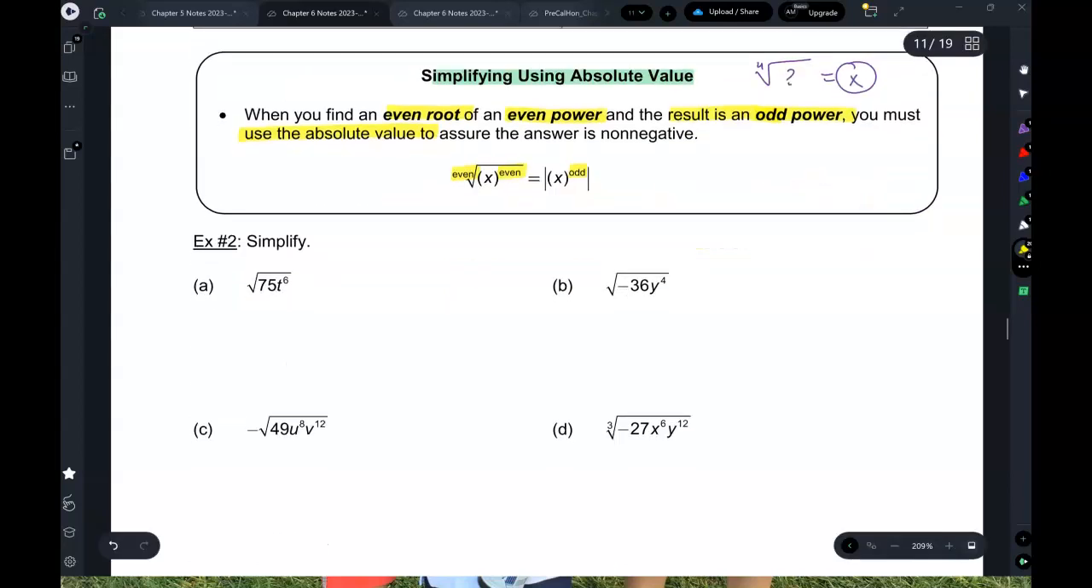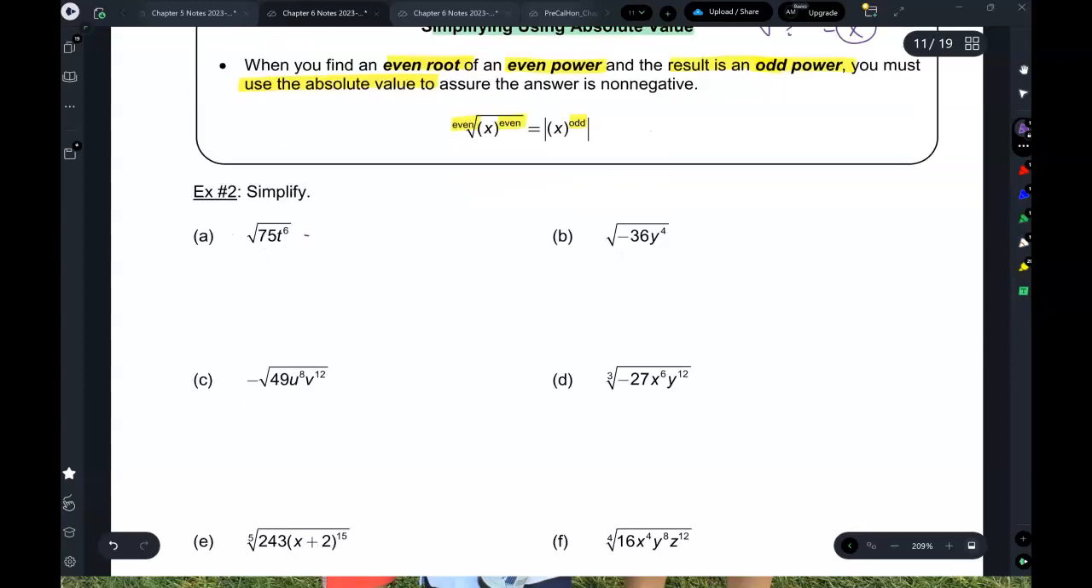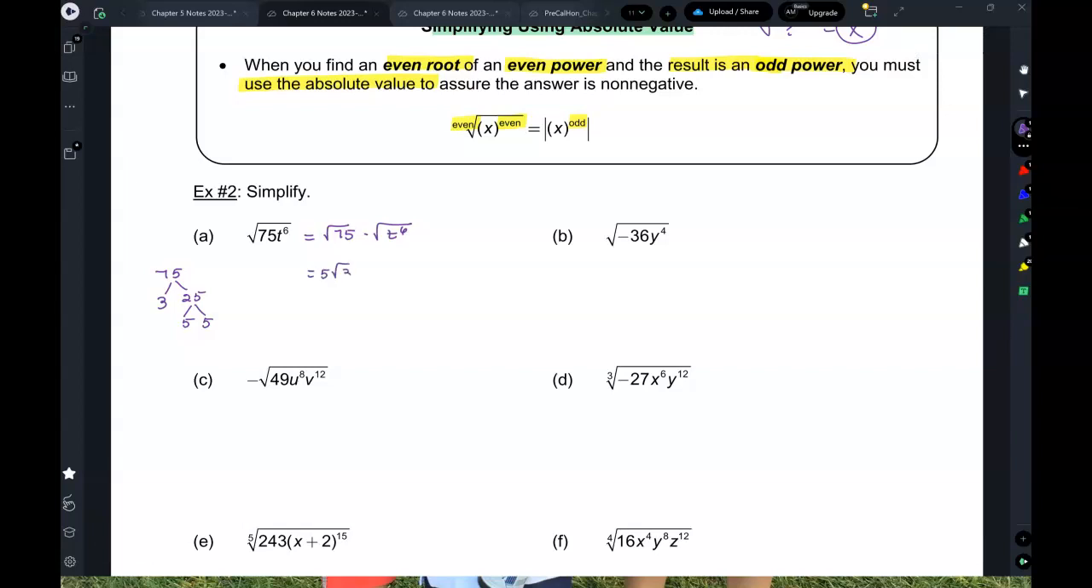So let's take a look at this for a minute. This is the same as the square root of 75 times the square root of t to the 6. Okay, we know what to do with the square root of 75. This is 3 times 25, which is 3 times 5 squared. So this is 5 root 3 times.